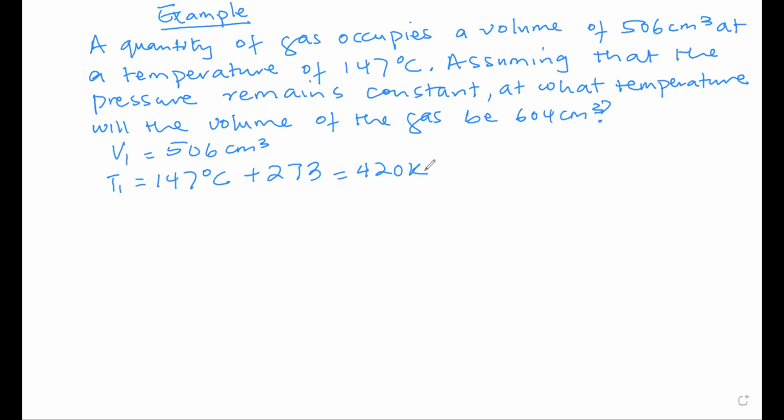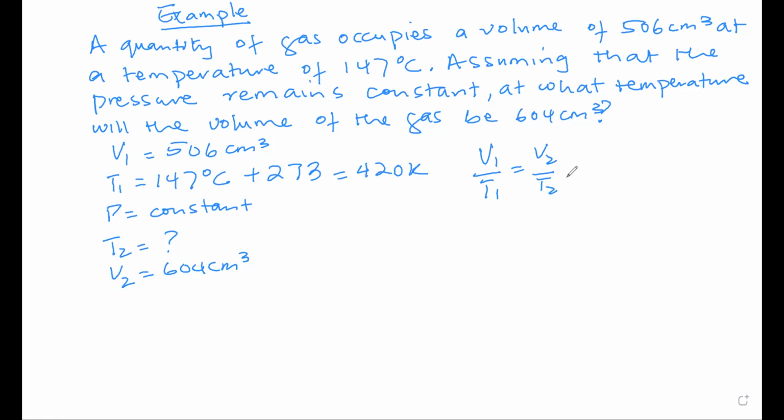Pressure is constant. It says, assuming that the pressure remains constant, at what temperature? So the final temperature we do not know. The volume of the gas is 604, so the final volume is 604 cubic centimeter. Again, this is Charles' law. So V1 over T1 equal to V2 over T2. Now we want T2.